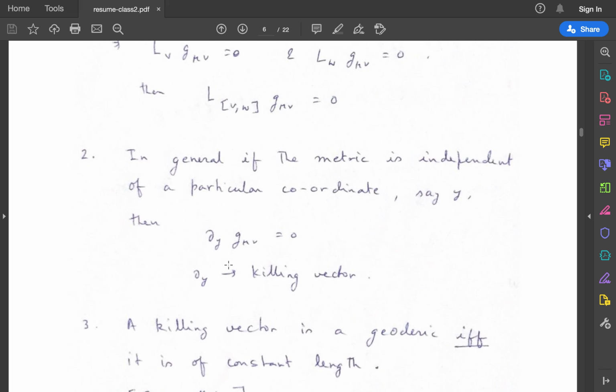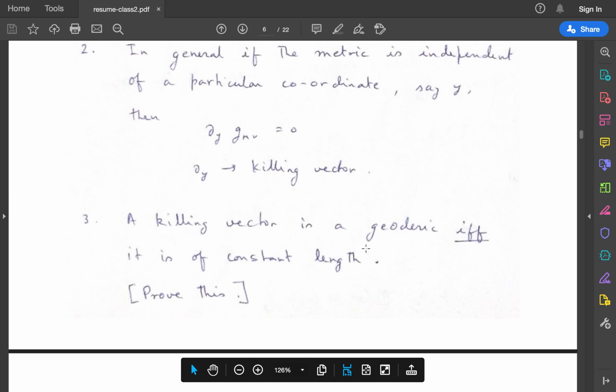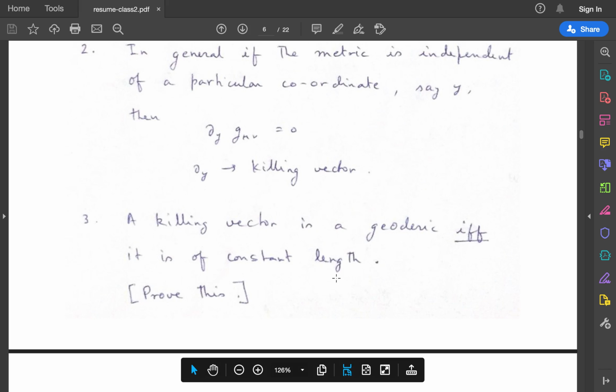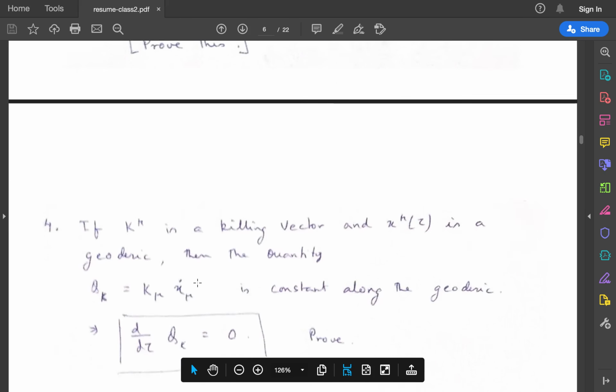Another important thing that you have to prove: a Killing vector can also be a geodesic, but it can be a geodesic if and only if it is of constant length. You have to prove that. So this is homework. Please take this and submit it to me.